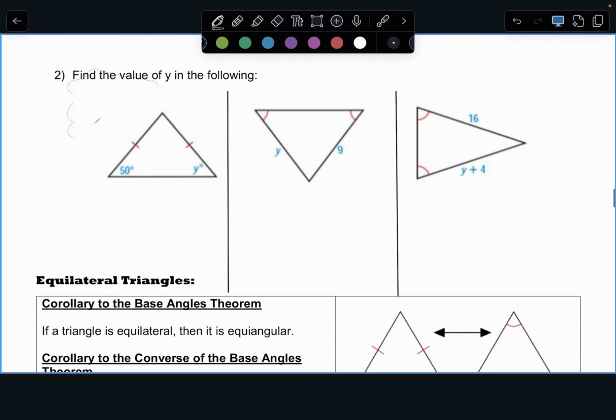We can also use it with some variables and some numbers. In this case, again, I have this side congruent to this side. So what do I know about the two angles? They're both 50 degrees. Yeah, they're both 50. They have to be the same. They're congruent. 50 degrees.